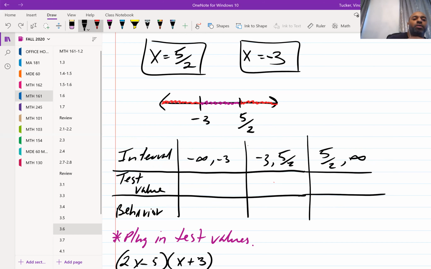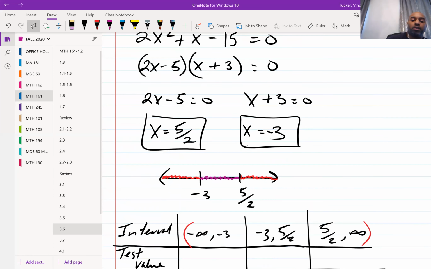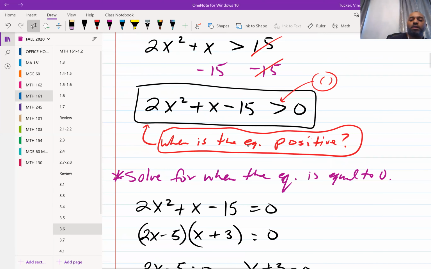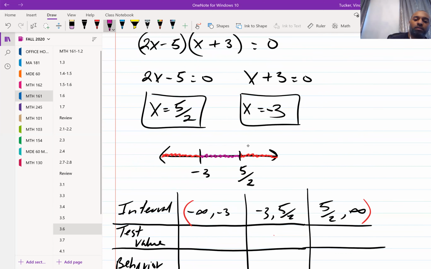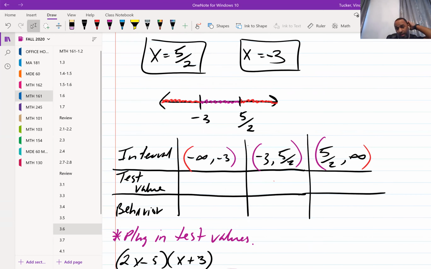So don't forget, you'll always use parentheses on your infinity signs. Remember our interval notation, we talked about parentheses will always be on your infinity sign. And then what determines whether we have parentheses on our numbers or not is our greater than symbol. Remember, it's the or equal to that allows us to use brackets. Here, because we just have a greater than symbol, we're going to use parentheses. So parentheses on the -3 and the 5/2.